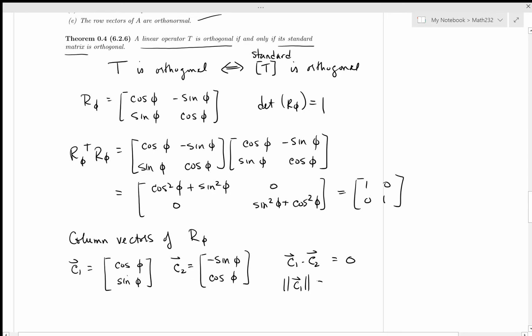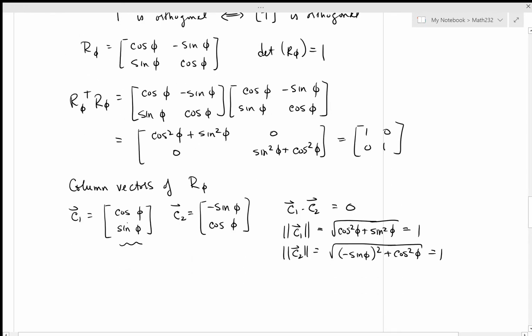Then I compute the length of each one of them. The length of C1 is the square root of cos squared plus sine squared, and that is 1. The length of the second one is the square root of minus sine squared plus cos squared. That is also 1. So the two vectors have a dot product of 0, and the length of both vectors is 1. C1 and C2 are orthonormal.